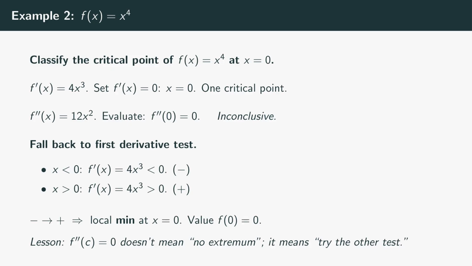This is the too flat to decide case. The graph of x to the fourth is so flat at the origin that the second derivative can't see the curvature, but that doesn't mean there's no extremum, we just have to use a sharper tool. Fall back to the first derivative test.